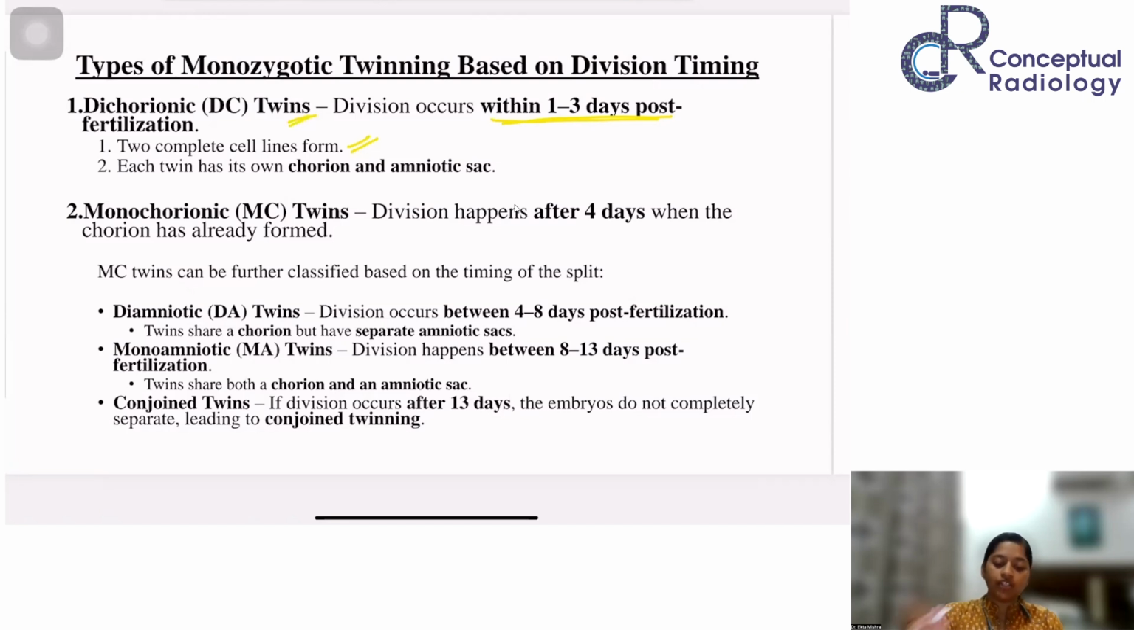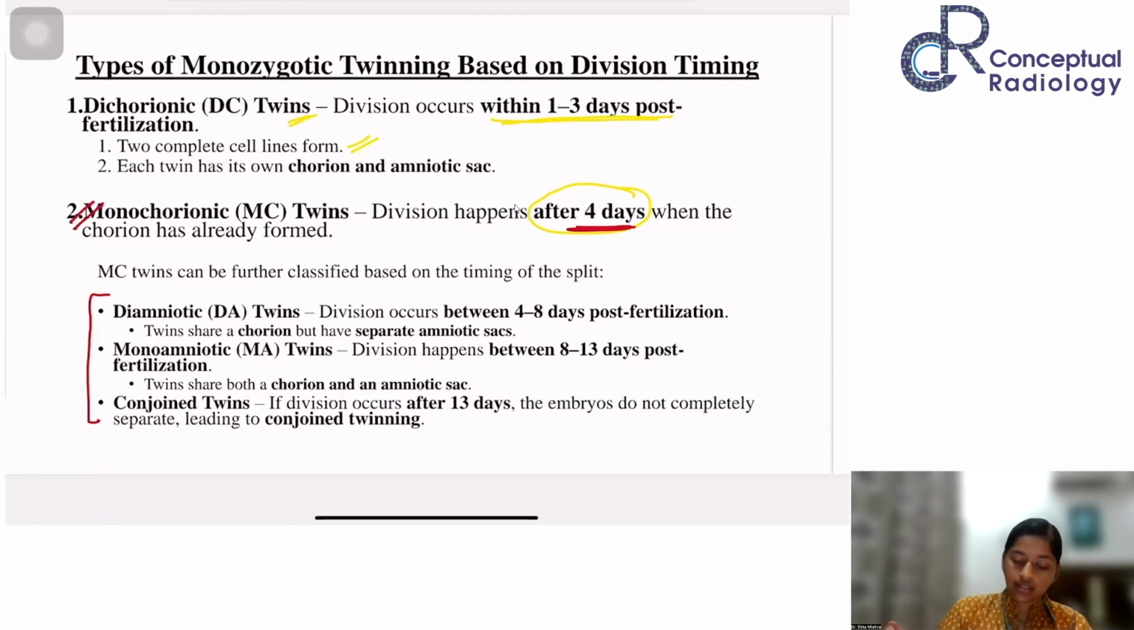But if the division is going to happen after 4 days, by then the chorion has already formed. So all the babies now will be monochorionic if the division has happened after 4 days.